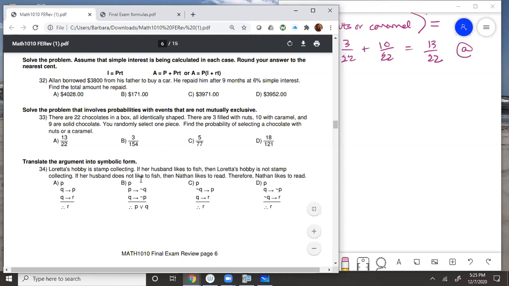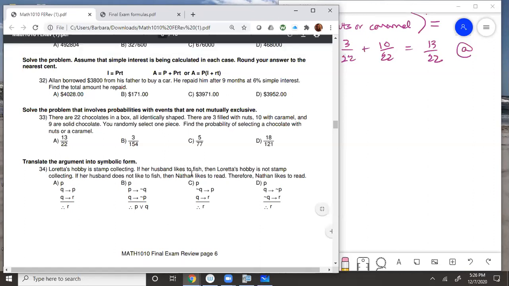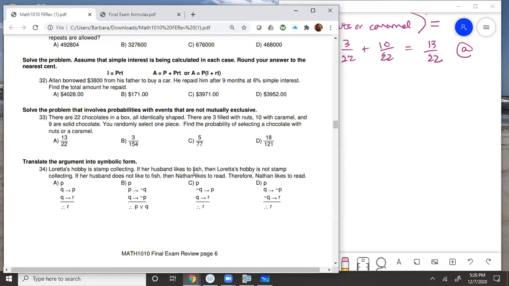If her husband does not like to fish, so that's not Q, we'll have to put this on here, then Nathan likes to read. So we have an R now. All right, therefore, Nathan likes to read.